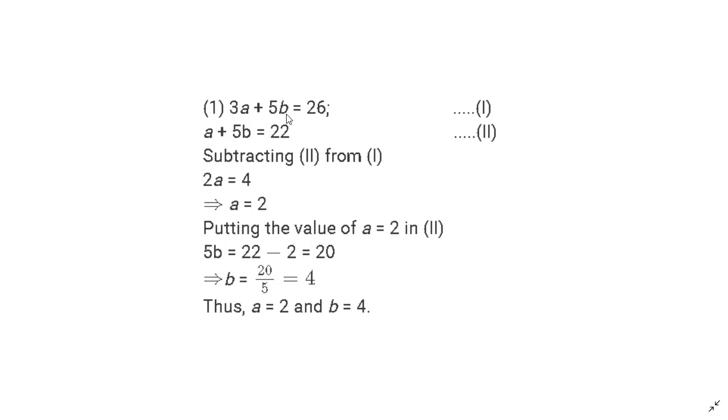Then we can calculate the value of b after putting the value of a is equal to 2. Putting the value of a is equal to 2 in equation number 2, what is equation number 2? a plus 5b. So put a is equal to 2 in this equation and calculate the value of b. b is equal to 20 upon 5 is equal to 4. Thus a is equal to 2 and b is equal to 4 is our solution.